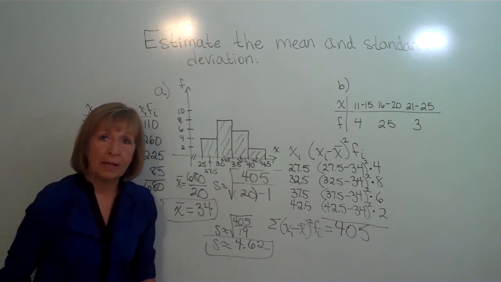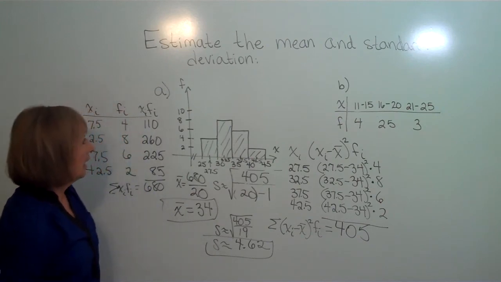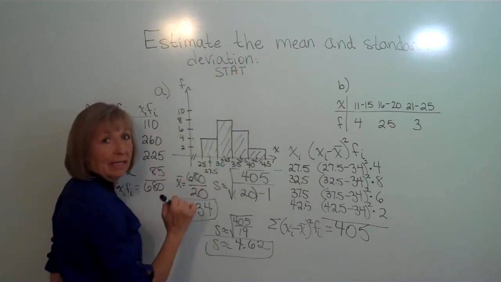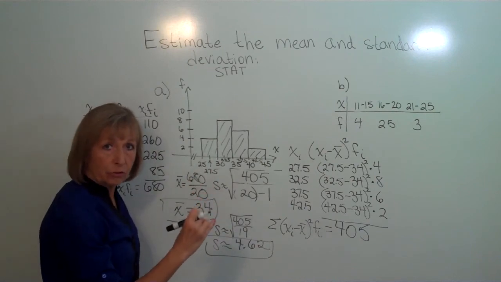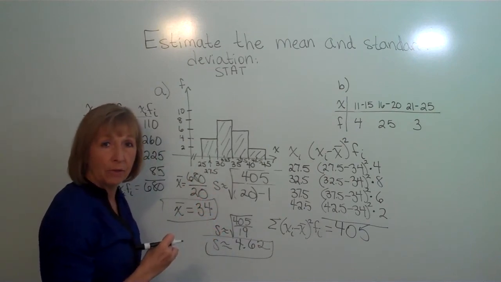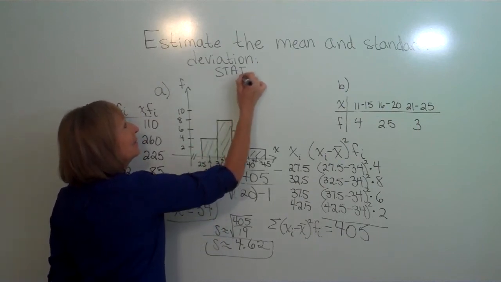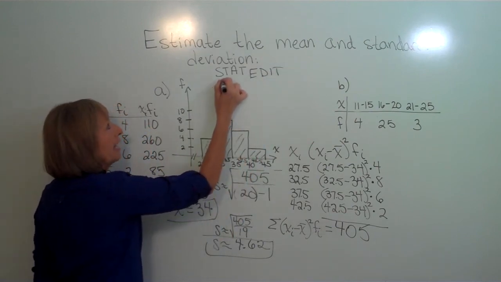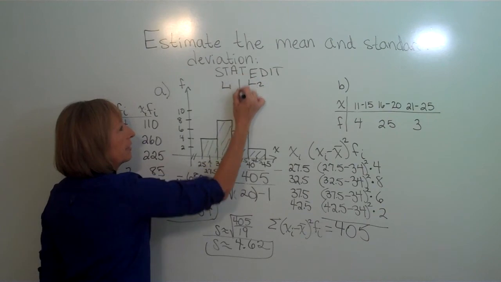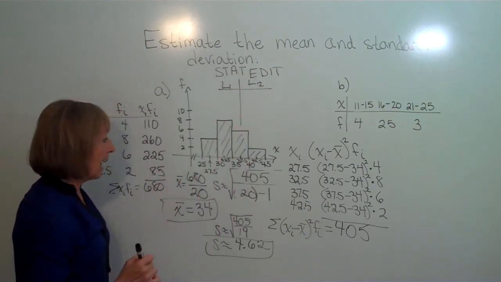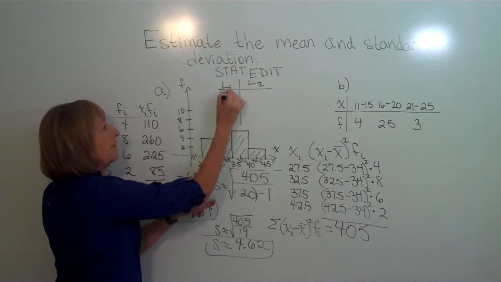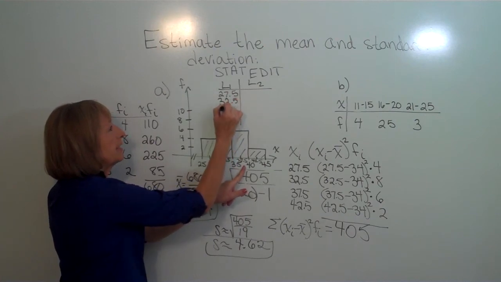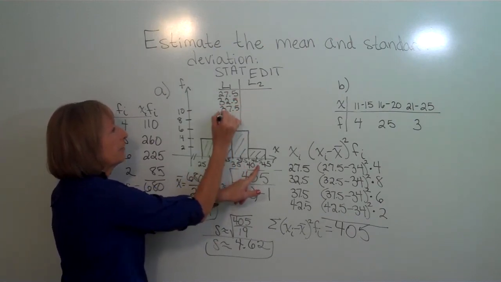Now, how would you do this if you wanted to use the calculator? Well, in the calculator, we're going to go Stat. And the Stat button is right over by the cursor buttons if you're working with the TI-83 or 84. And then Edit. And in the Edit, you're going to have your lists, L1, L2, etc. So in L1, we're going to put the 27.5, the 32.5, the 37.5, and the 42.5.